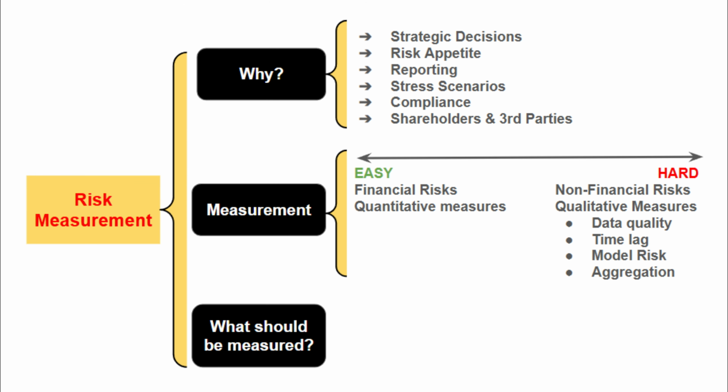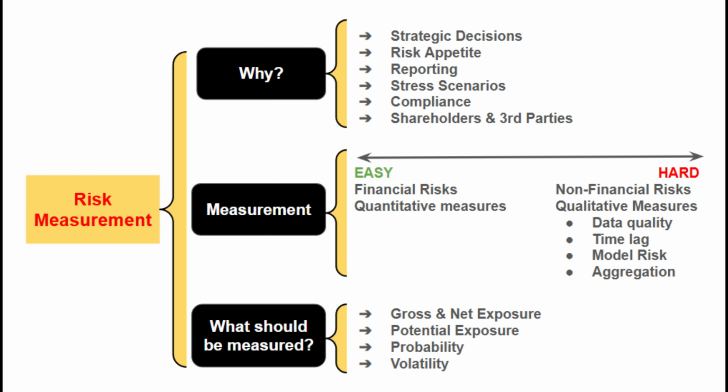So, what should be measured? A variety of measures are available to banks to measure different aspects of risk. These include exposure, the level of risk to which a bank is currently exposed, gross exposure, so the value of an exposure, net exposure, the gross exposure less the estimated value of mitigation, and potential exposure, so possible future exposure, which might include maximum, minimum, and most likely values, as there may be a range of possible outcomes.